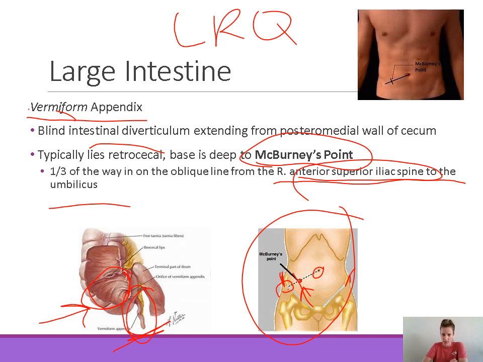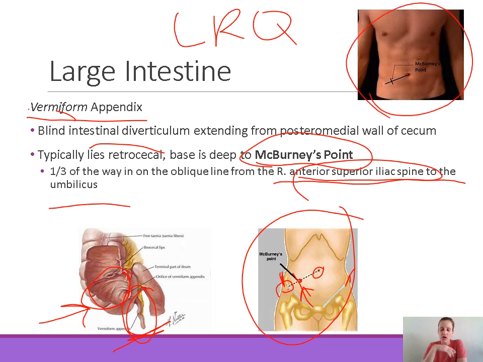that's McBurney's point. McBurney's point is important because this is where pain is felt the strongest when appendicitis is present. That's where the base of the appendix is. So that's where patients will usually describe pain, especially if pressure is applied to McBurney's point. We'll talk about that more when we talk about appendicitis in a minute.